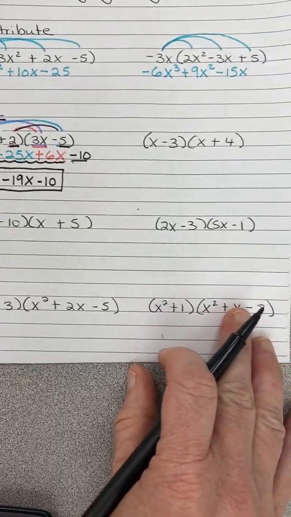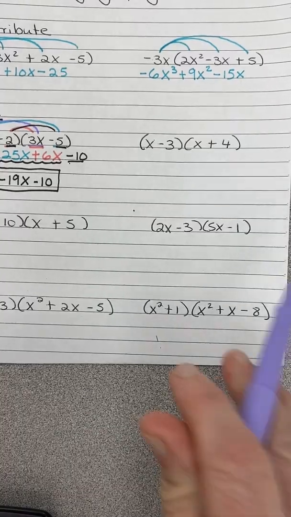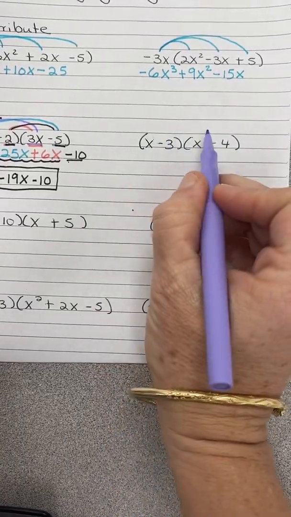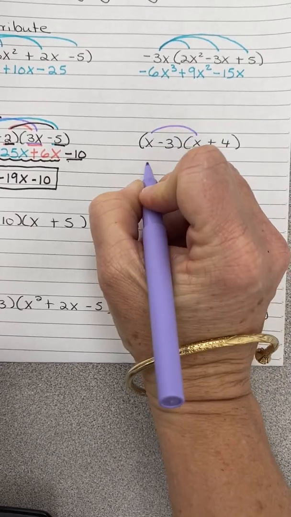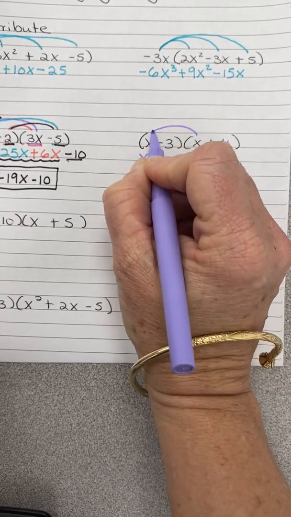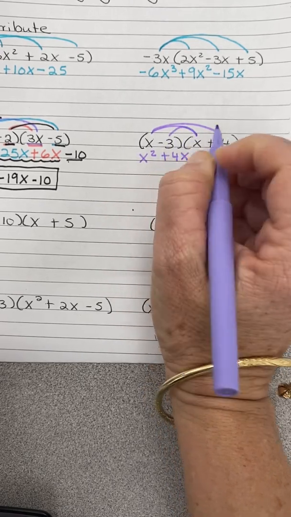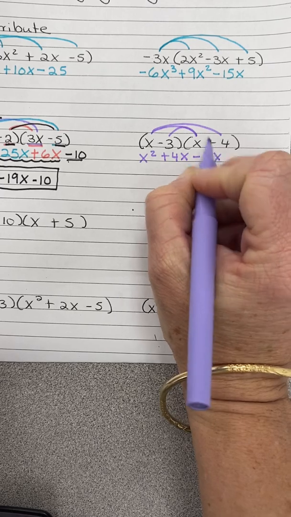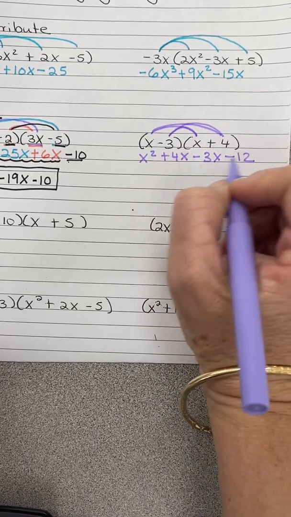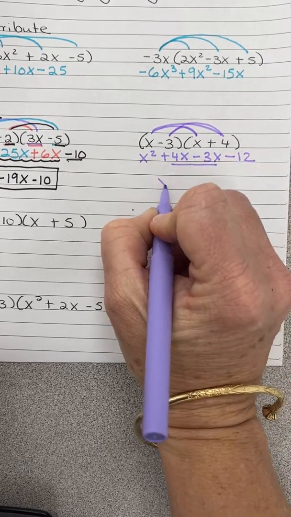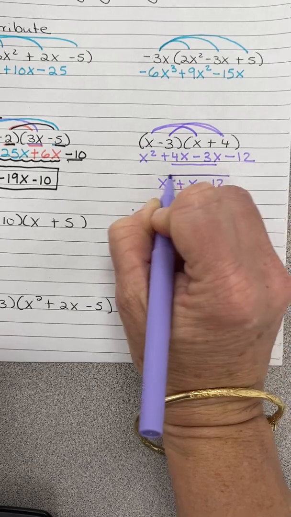So I'm going to do the same thing over here. I think of it more like distribution, but it ends up being first, outer, inner, last. So I just go x times x is x squared. x times 4 is plus 4x. Negative 3 times x is negative 3x. Negative 3 times 4 is negative 12. Combine those: x squared plus x minus 12.